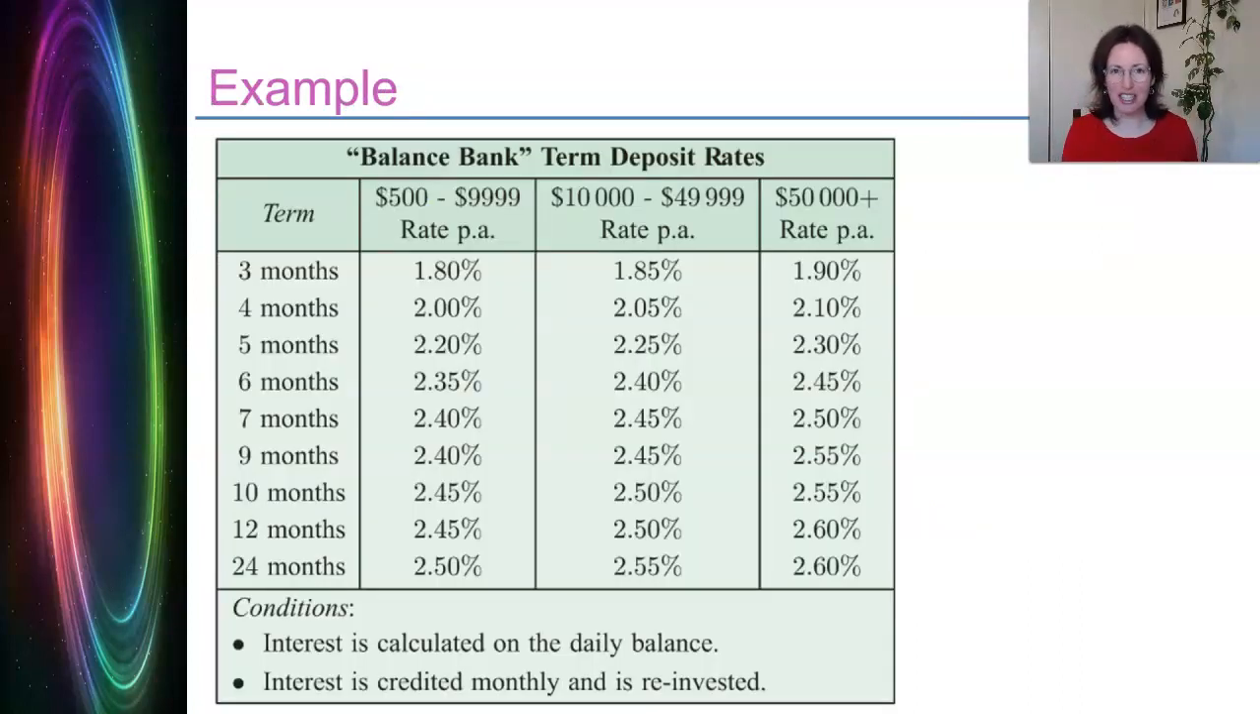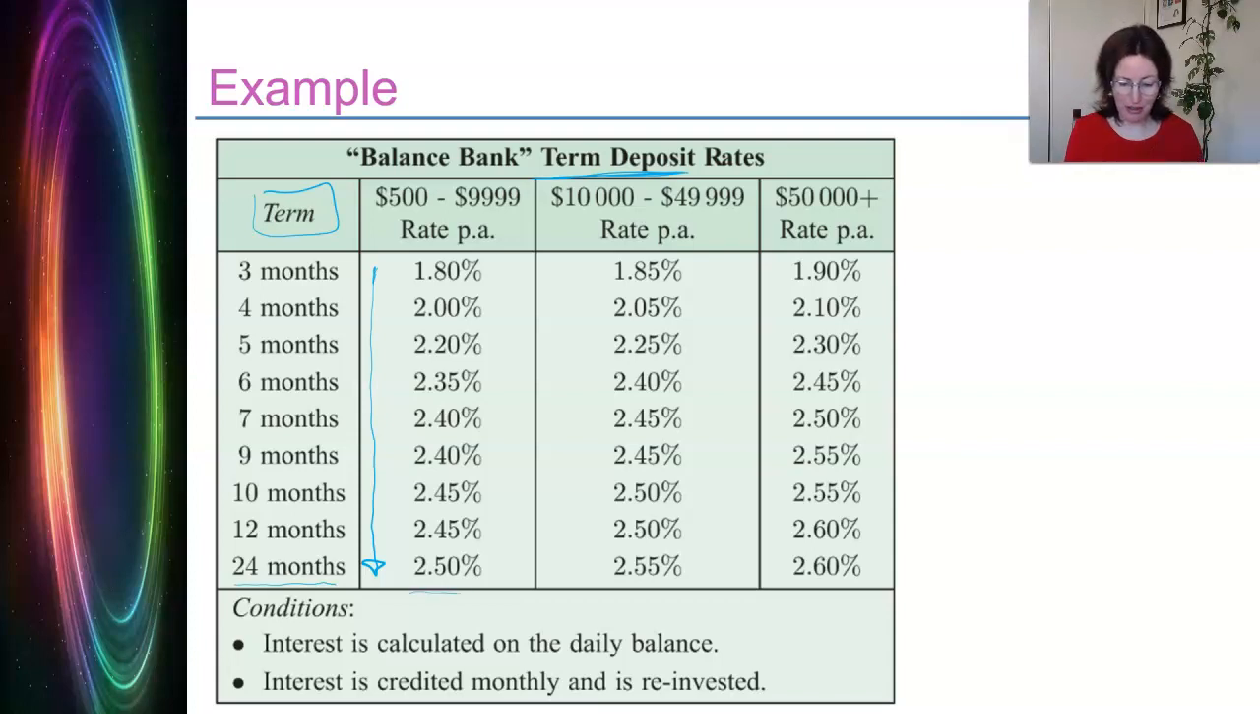So we've got two here. Having a look at this, what's it saying? This Balance Bank is just the name of a pretend bank, for their term deposits, so that's what we're talking about for a fixed interest rate. The term here is how long you're going to have it in the bank for. You might notice that the longer you leave it in, the rate increases, from 3 months down to 24 months. So if you're committing to leaving your money in the bank for longer, you'll get a higher rate.